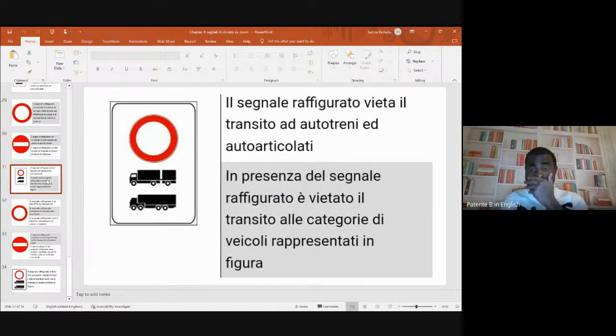Now let's come to this question. Il segnale raffigurato vieta il transito ad autotreni ed autoarticolati. In presenza del segnale raffigurato è vietato il transito alle categorie di veicoli rappresentati in figura, vero o falso?